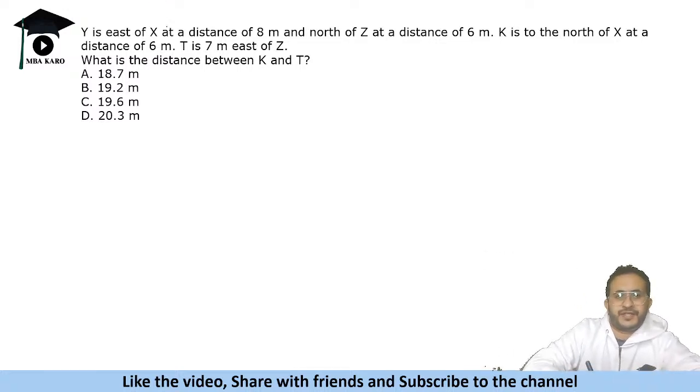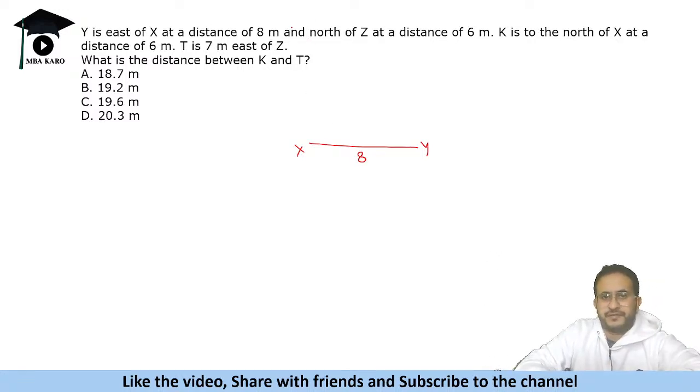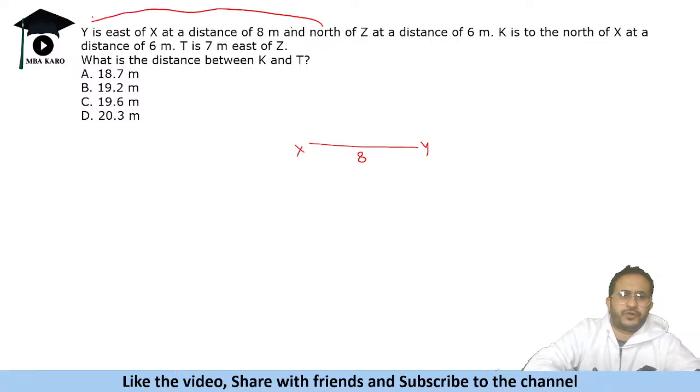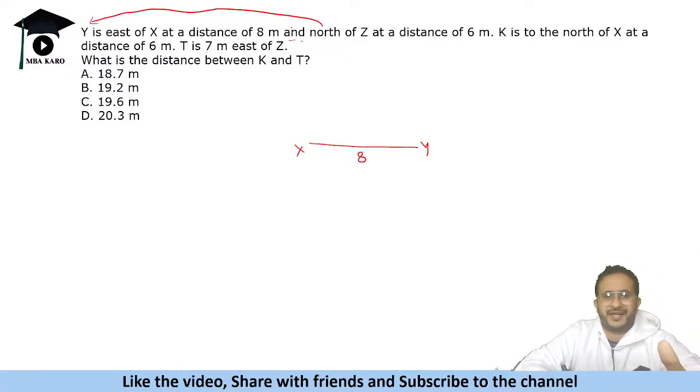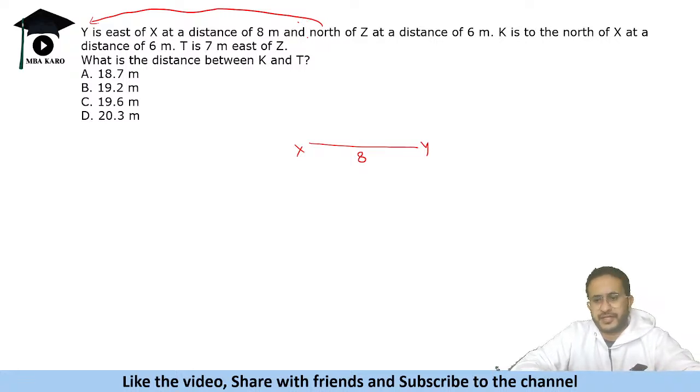Y is east of X at a distance of 8 meters. Y is east of X, distance is 8, and north of Z. So wherever we have "and", the confusion is which point is to the north, right? So Y is north of Z. Always remember, if "and" is given, that refers to the thing in the beginning. If it were given otherwise, then in that case X would be north of Z. So this clarity should be there because some students get confused. They take X as north.